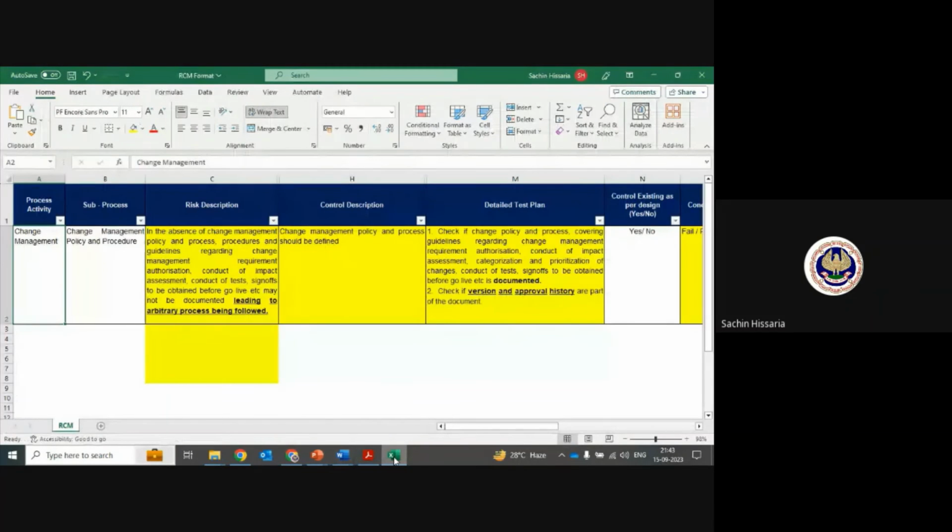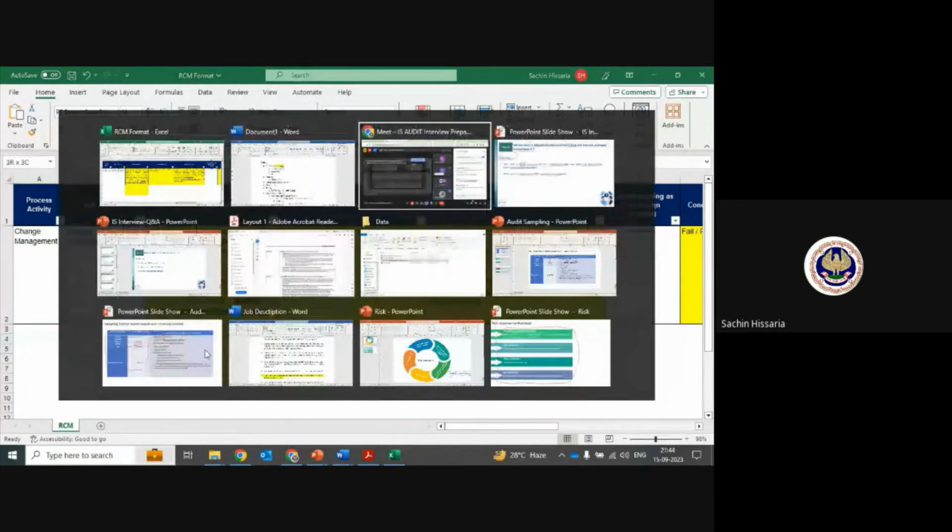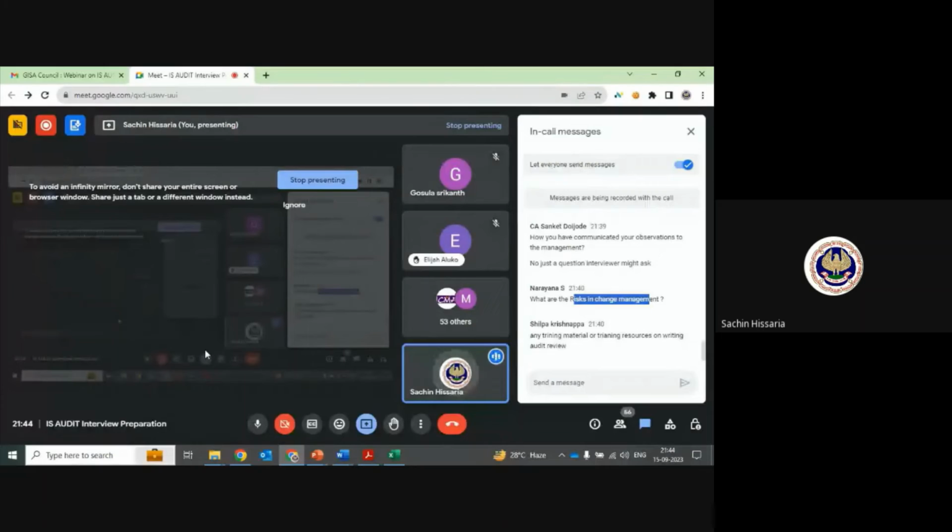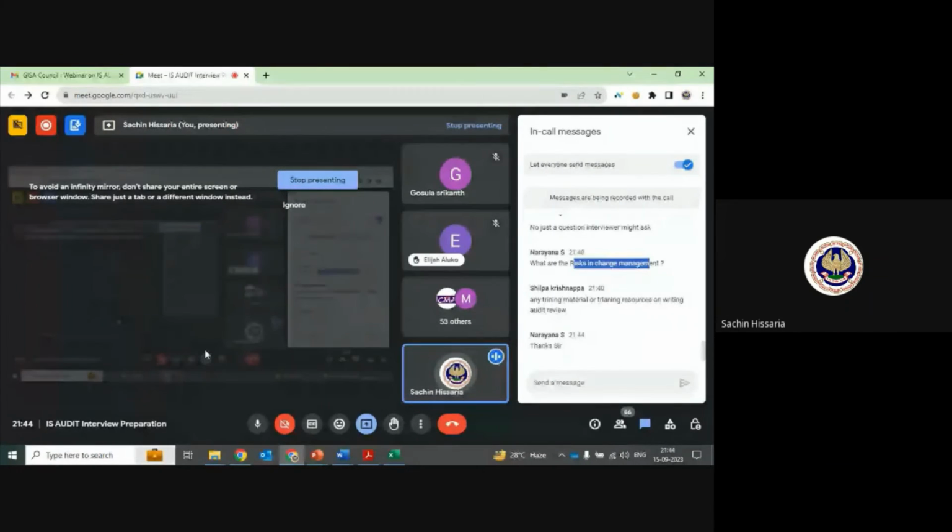That is why as an auditor we prepare an RCM where we highlight the risk against every process. Narayan, depending on the control, for each control there is a risk. That is why we are implementing the controls.